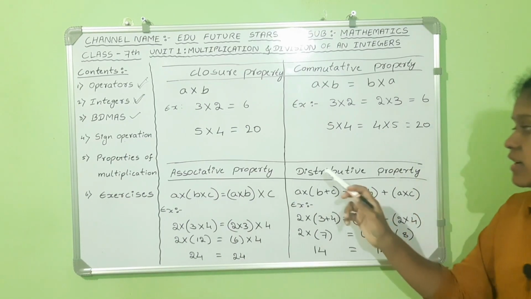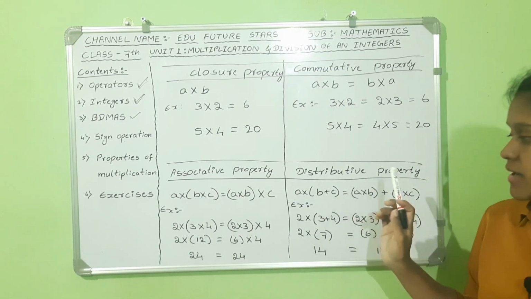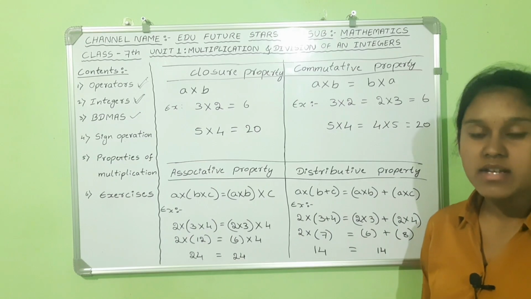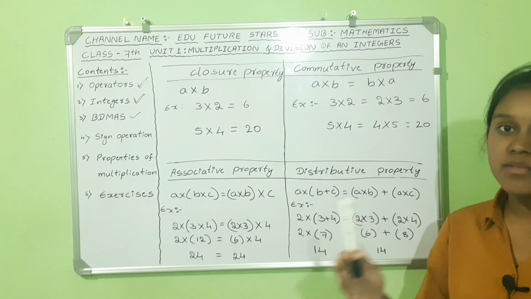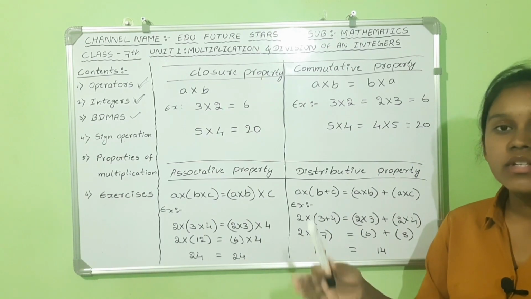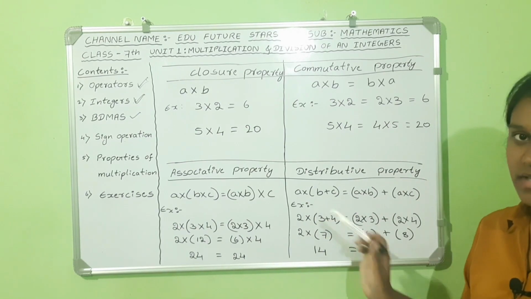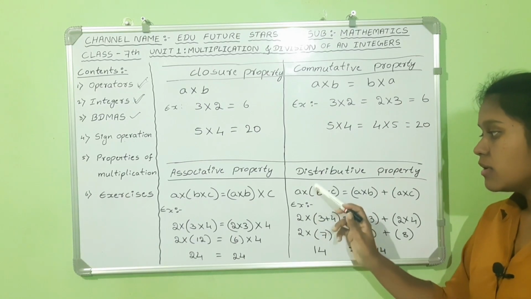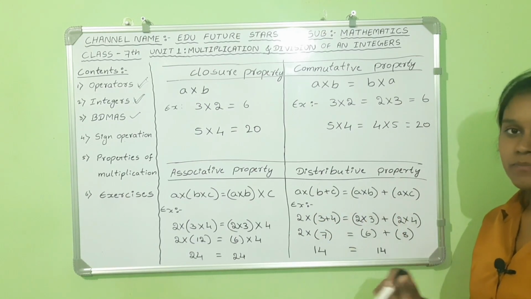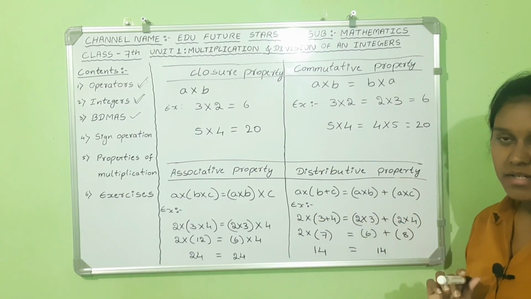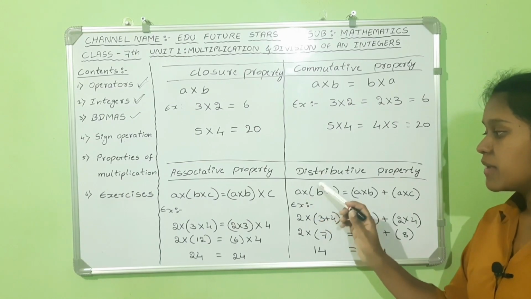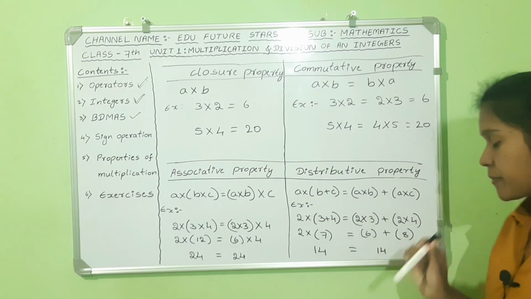In distributive property, here also we have 3 terms, but the name itself says distributive. The items or the integers are distributed. See, the first left hand side we will see that A into (B plus C). B plus C is in a bracket, and A is multiplied with that bracket basically here.